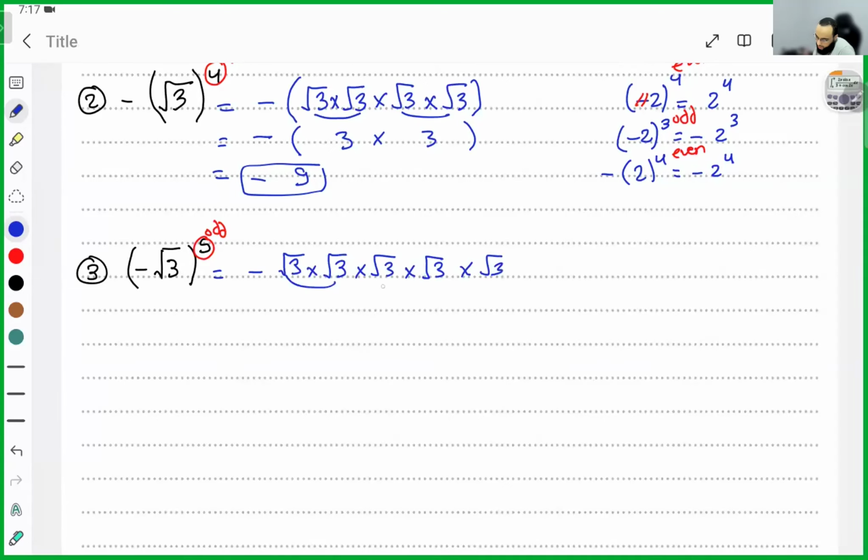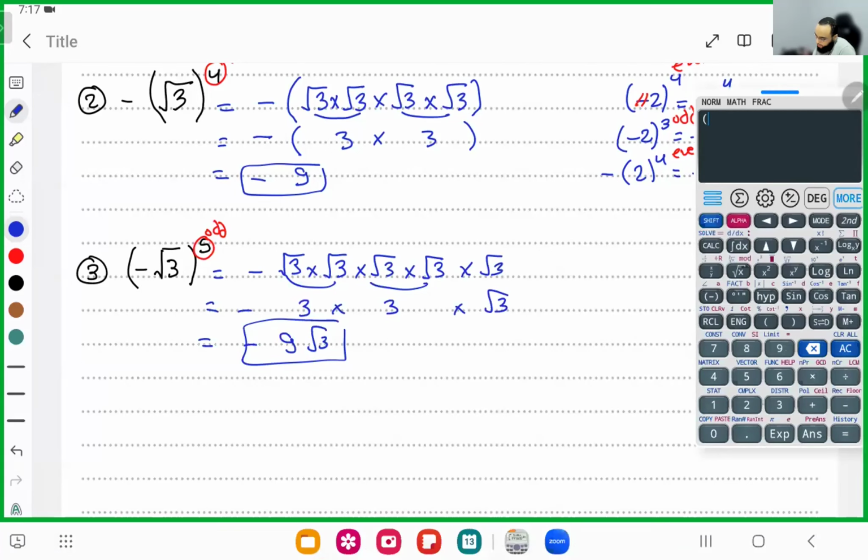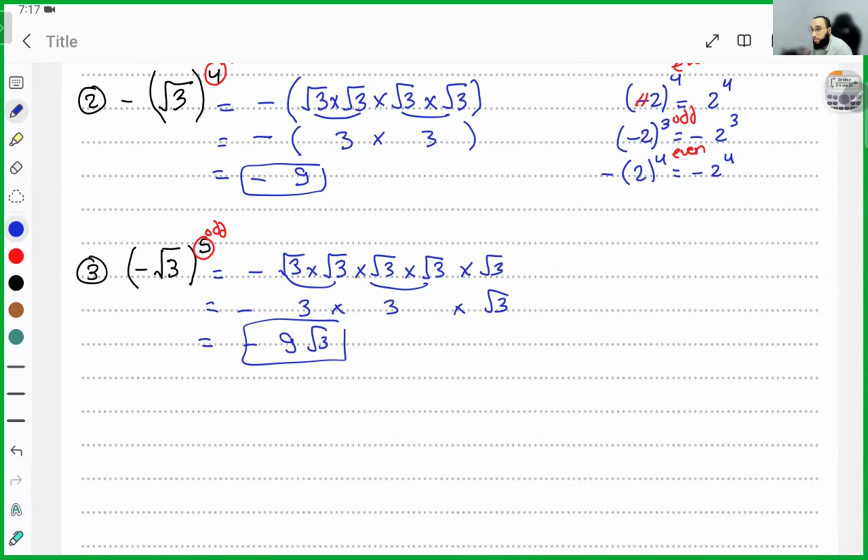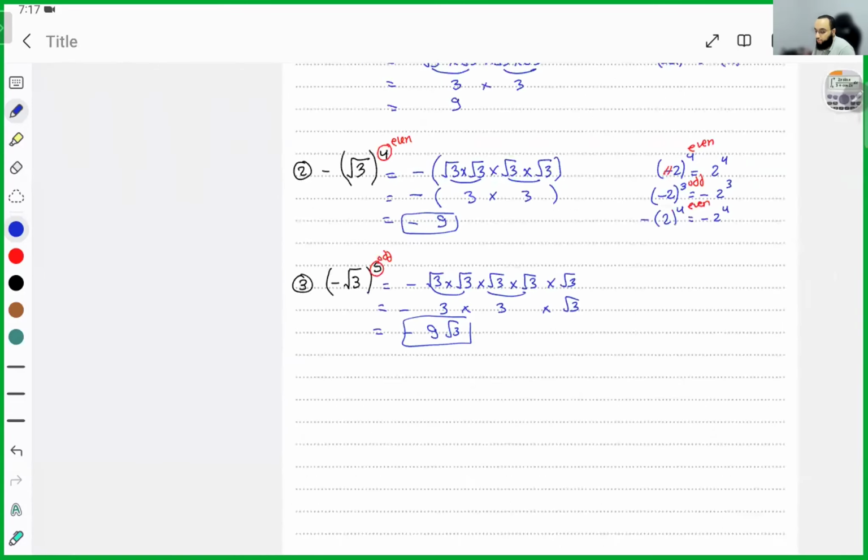This is 3 and this is 3. Then it's 3 times 3 times root 3, so it's negative 9 root 3. Let's check the calculator. Open bracket, negative root 3 outside the root, close the bracket, power of 5. It's negative 9 root 3. Yes, we are correct. Any problem? No, there is no problem.